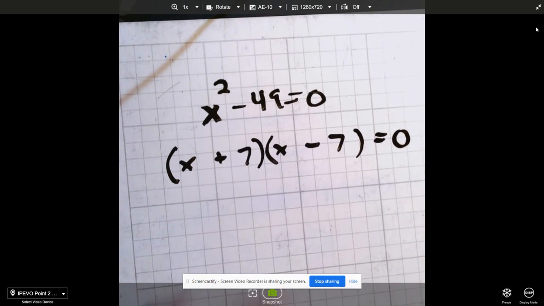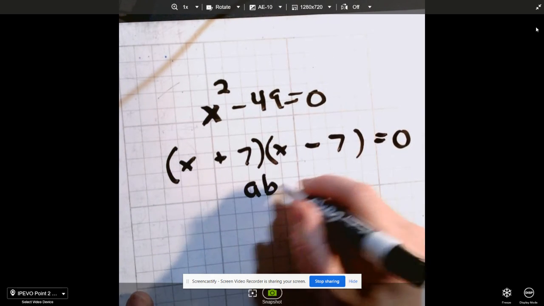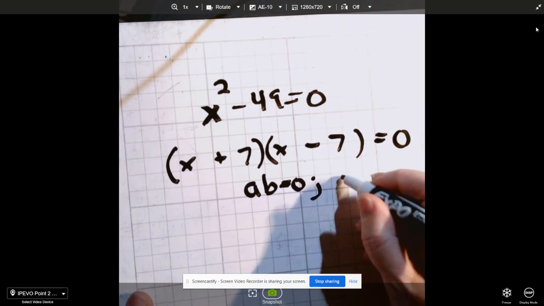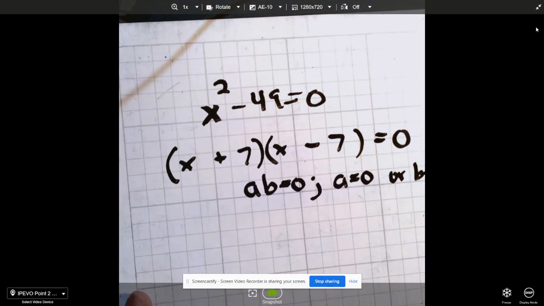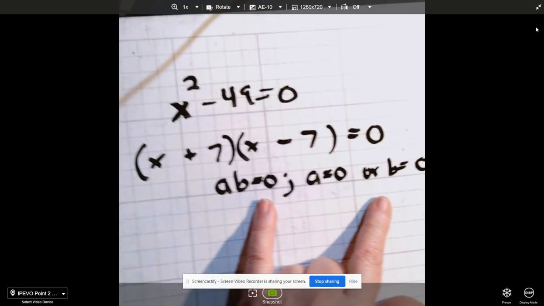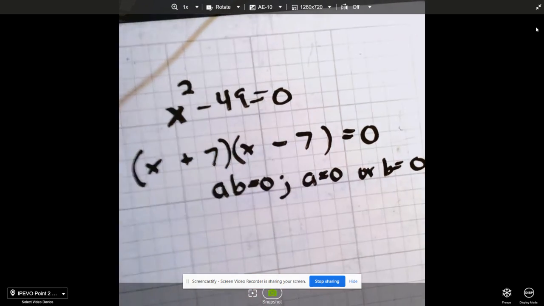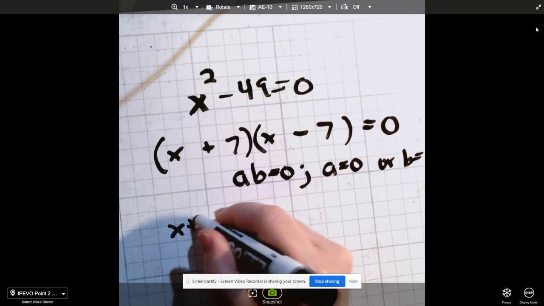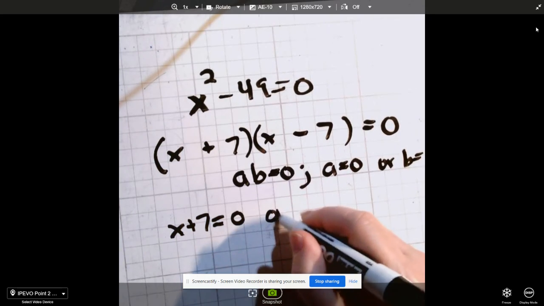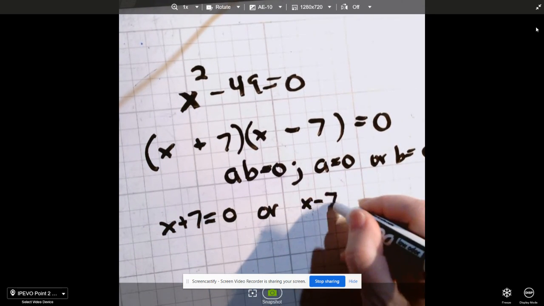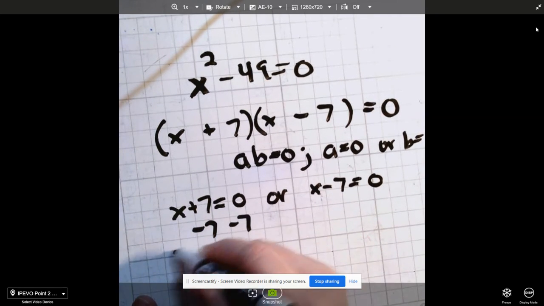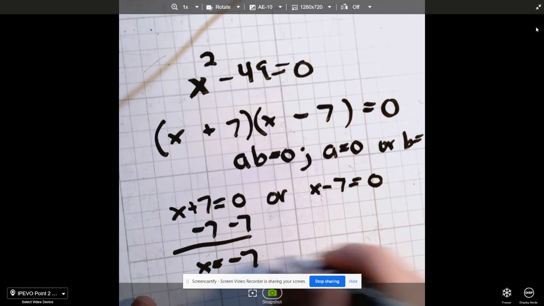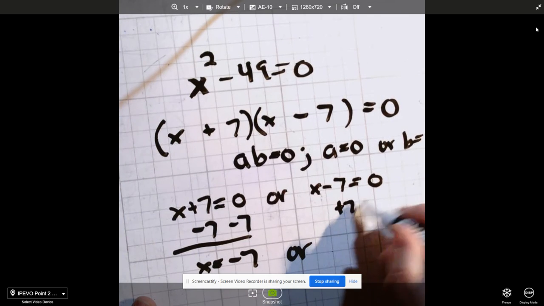If you remember, the zero product property rule says that if I have a times b equals 0, then I know either a has to equal 0 or b has to equal 0. So I'm going to use the zero product property rule to solve this. I know that x plus 7 has to equal 0, or x minus 7 has to equal 0. If I solve each one of these separately, I know x could equal negative 7, or x could equal a positive 7.